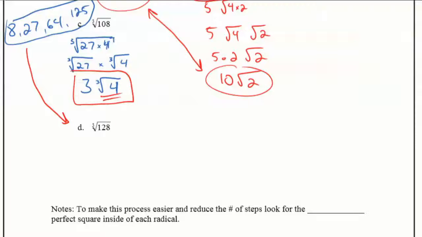So if I think 8, does 8 go into 128? So I go 128 divided by 8, and I get 16. So that works. I could do 8. Is there a bigger one? What about 27? Does 27 go into 128? Nope. It goes 4.7.